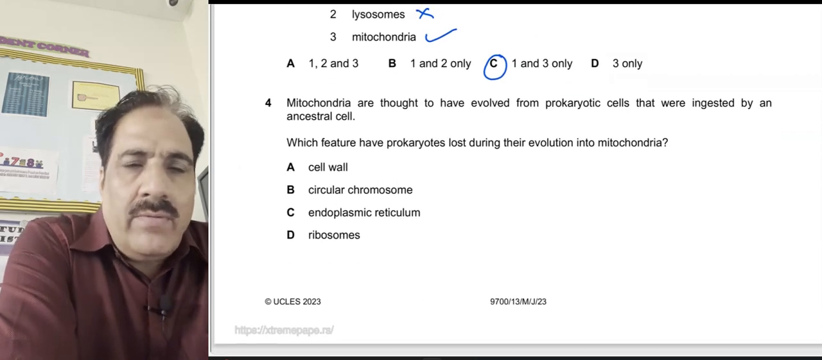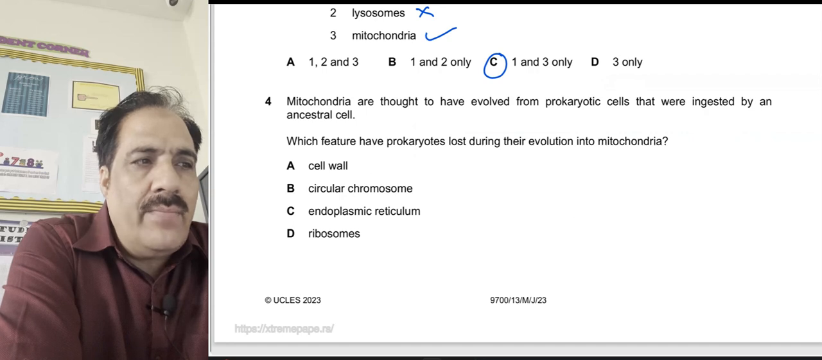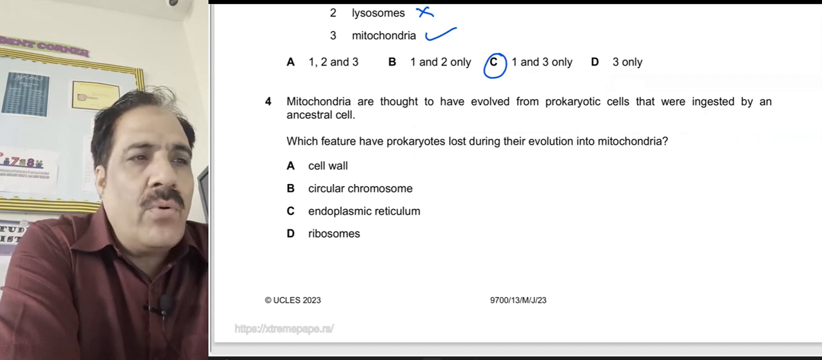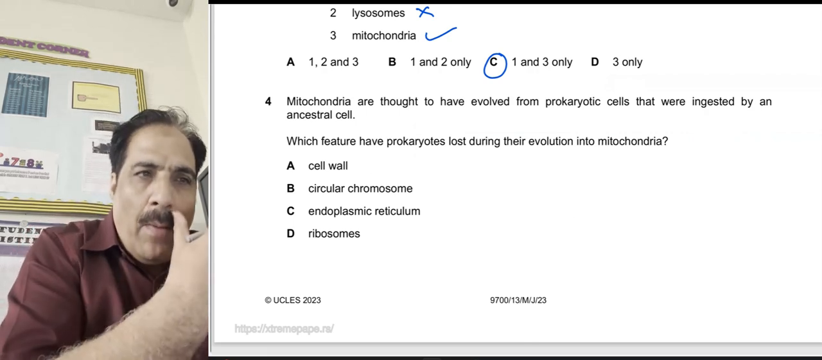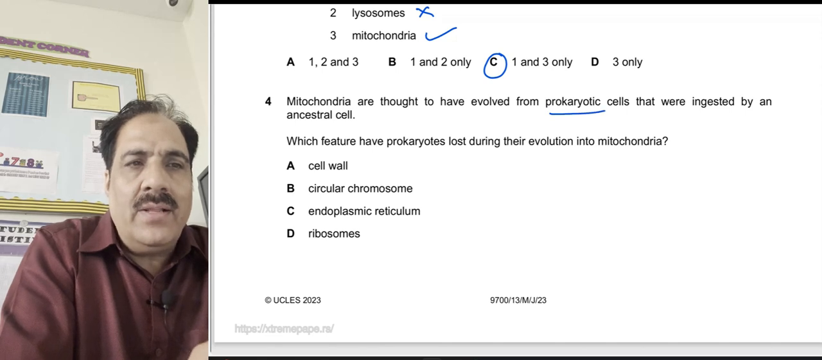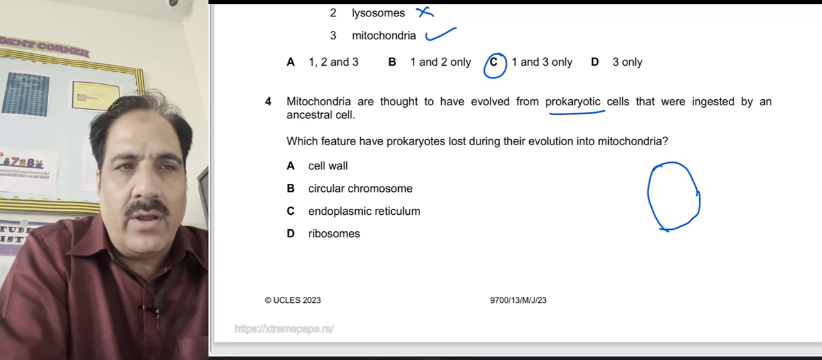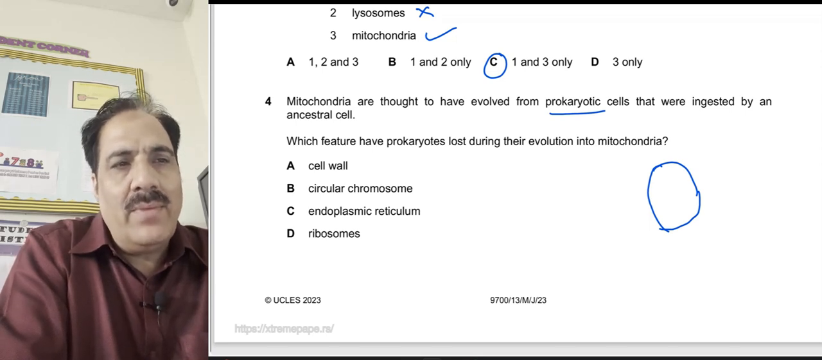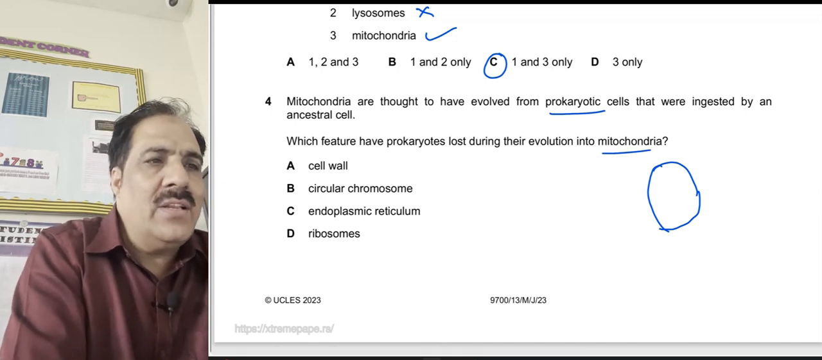Mitochondria are thought to have evolved from prokaryotic cells that were ingested by an ancestral cell. Which feature have prokaryotes lost during their evolution into mitochondria? We know that all prokaryotes contain a cell wall. A typical feature of the prokaryotes is that all prokaryotes contain a cell wall around them. But when we see them in the mitochondria, there is no cell wall. So the feature that they have lost during the evolution is the cell wall.